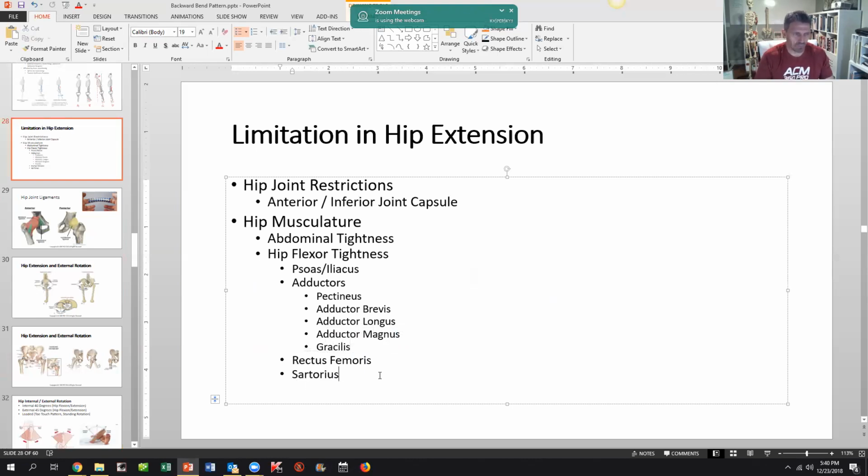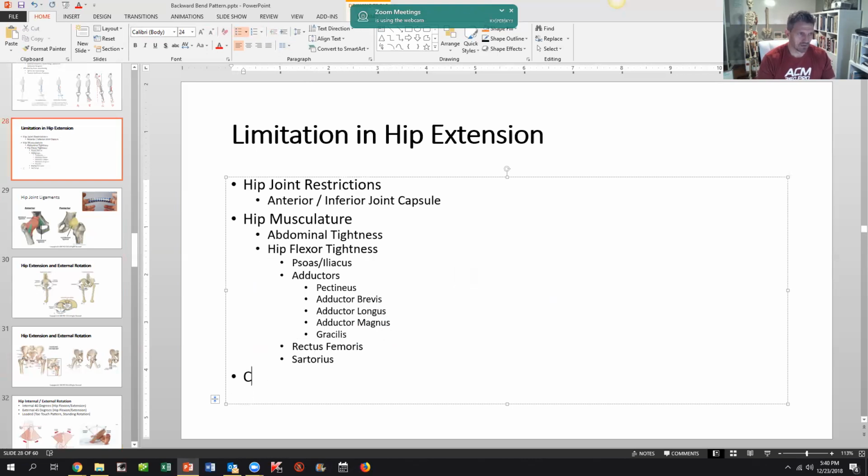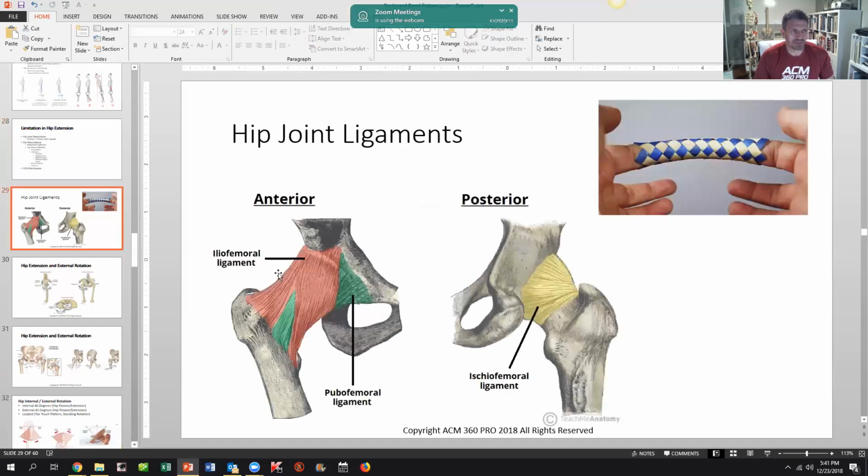And I should add one more point in here. We've talked about it before. The center of gravity distribution could also have an impact. Someone's not willing to move into extension because they just don't have the ability to stabilize that movement, and we'll look at that too. So we talked about the hip socket.